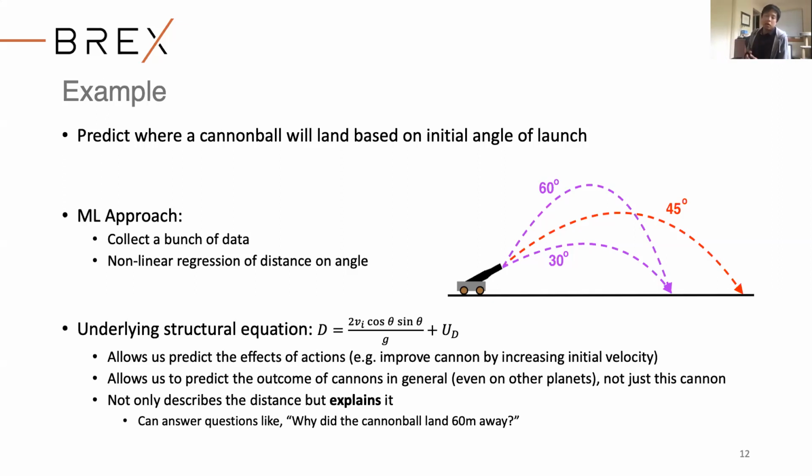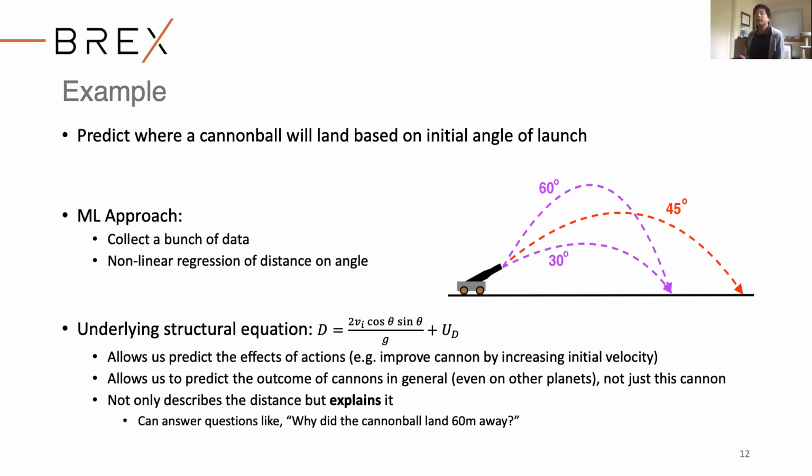And then you can take that data, you can do some kind of nonlinear regression maybe, and then you can fit this function to all that data. And then moving forward, if somebody asks you, okay, I'm going to launch this cannon at 30 degrees with this initial velocity, then what would be the outcome? And then you could just plug that into your regression and you get an answer for prediction, right?